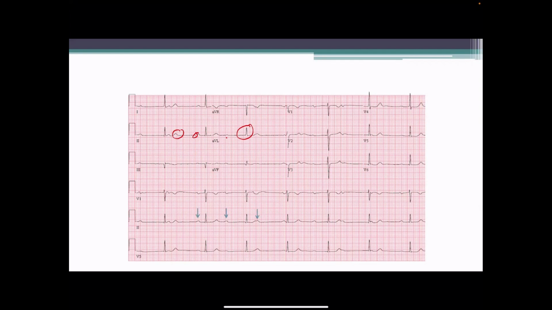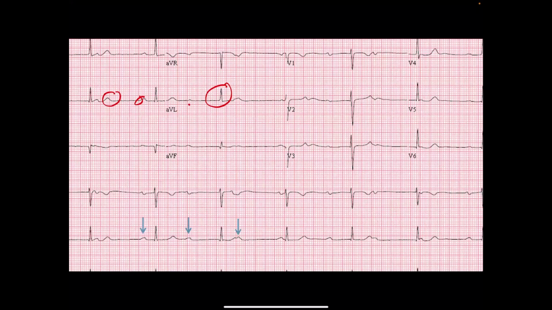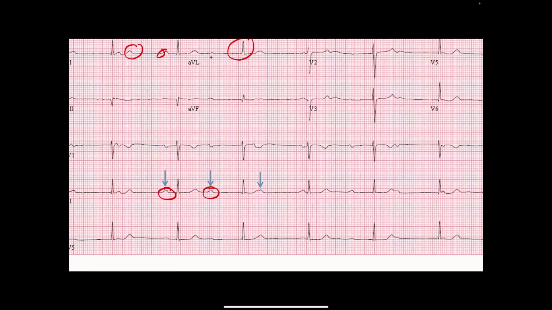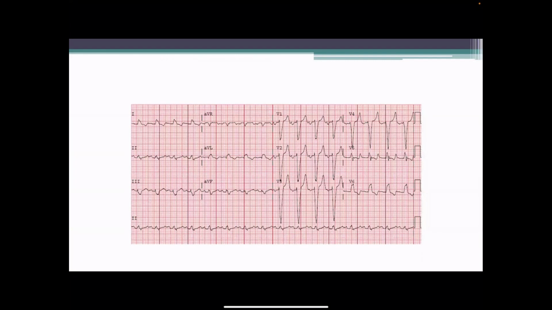Or you can look here. It's way clearer in this lead. You have a P wave and another P wave, but no QRS. And another P wave, no QRS. And here the P wave and the QRS are so far apart. Then you have a P wave with no QRS, a P wave with a QRS. So it's very unorganized. So this is a third degree. What about this one?